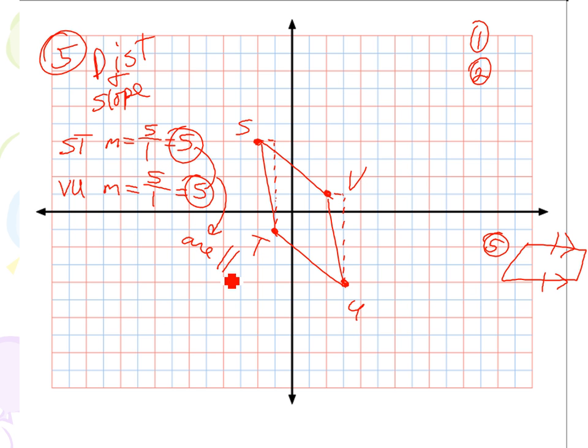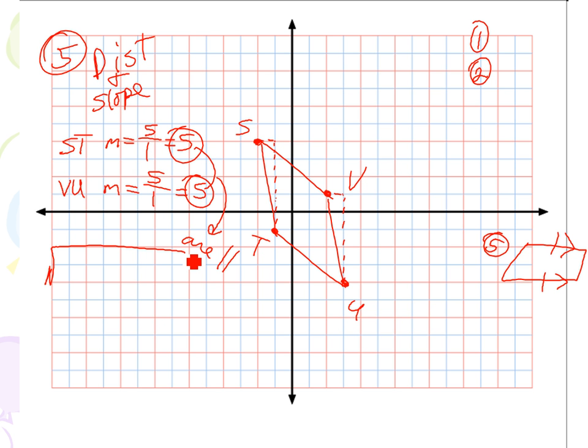Is that enough to say it's a parallelogram? No, we still got to find the length of both of them. How do we find the length of those two segments? Distance formula. Be ready, because I'm going to write down the first one, because we're probably about out of time, right? I'm going to write down the first one, and then I'm going to write down the second one. Somebody do the first one for me, and I'll do the second one. That way we can get more stuff in.